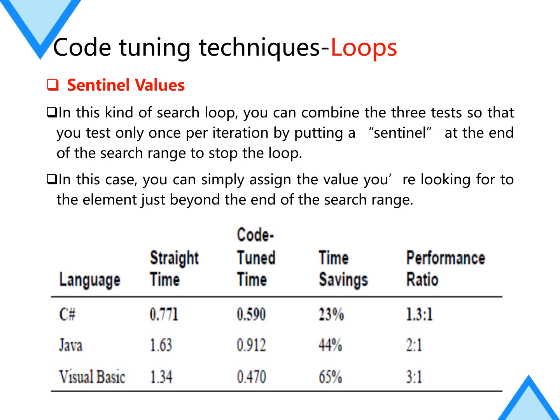So if we use these simple techniques in case of C Sharp, we will receive 23% time saving. In case of Java, we will receive 44% time saving. And in case of Visual Basic, we will receive 65% time saving.